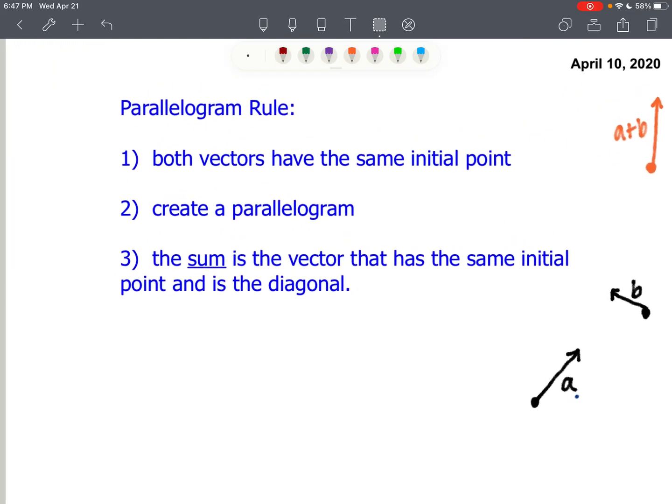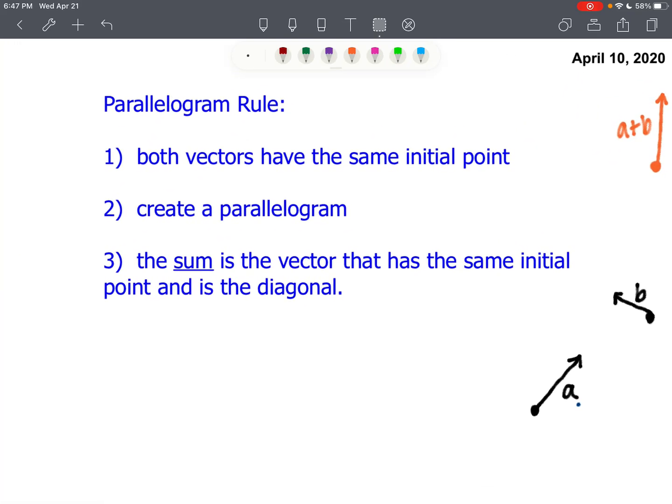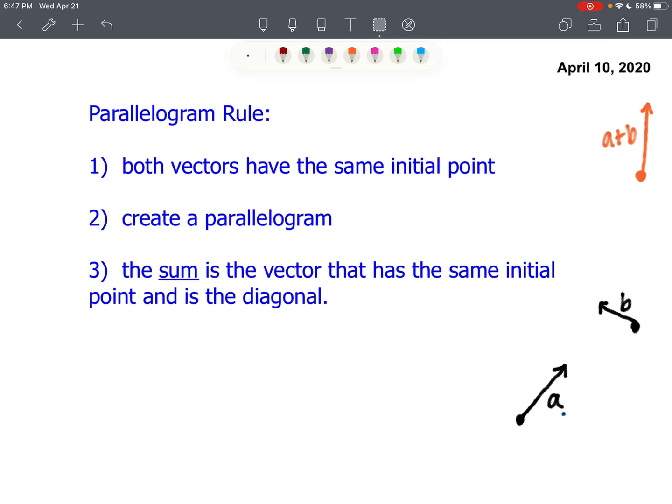In this video, we're going to add vectors using the parallelogram rule. Step 1, both vectors have to have the same initial point. So I need to locate the vectors so that they share the same initial point. Step 2, we will then create a parallelogram. And then step 3, the sum is going to be the vector that has the same initial point as the two vectors and is the diagonal of the parallelogram.